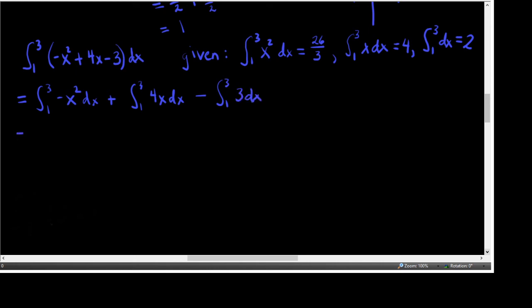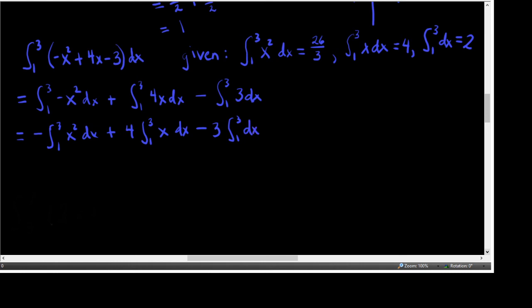Then we can use the property of any constant multiplier. K can be brought out. We're going to bring out that negative sign on the first integral. Bring out the 4 in the second integral. And bring out the 3 in the third integral.